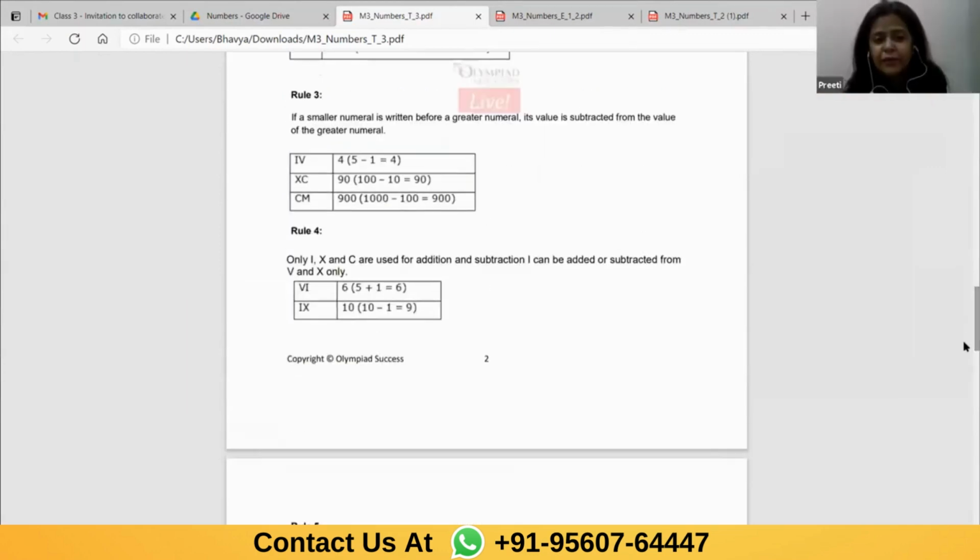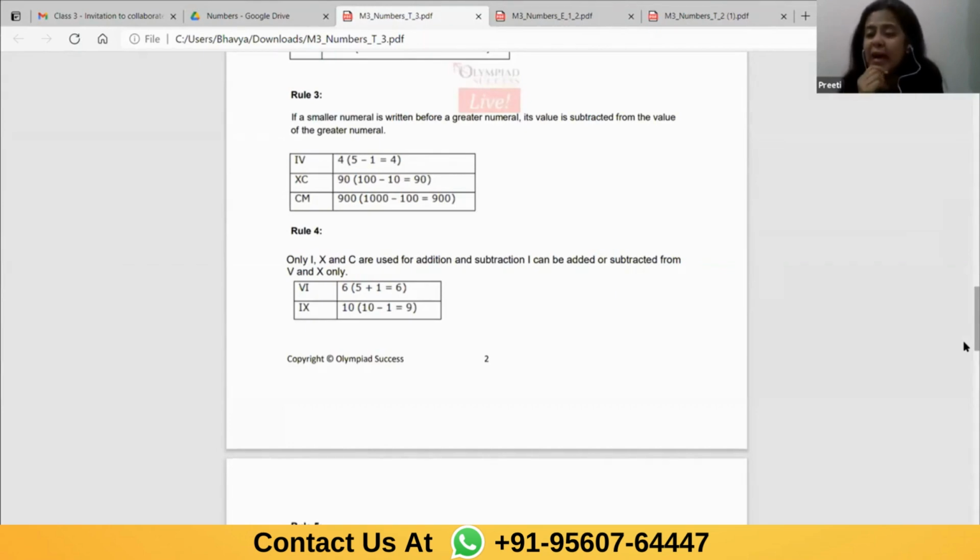Now, children, the fourth rule. The fourth rule that we are going to do is that I, X, and C are the only ones used for addition and subtraction. I can be subtracted from V and X only.